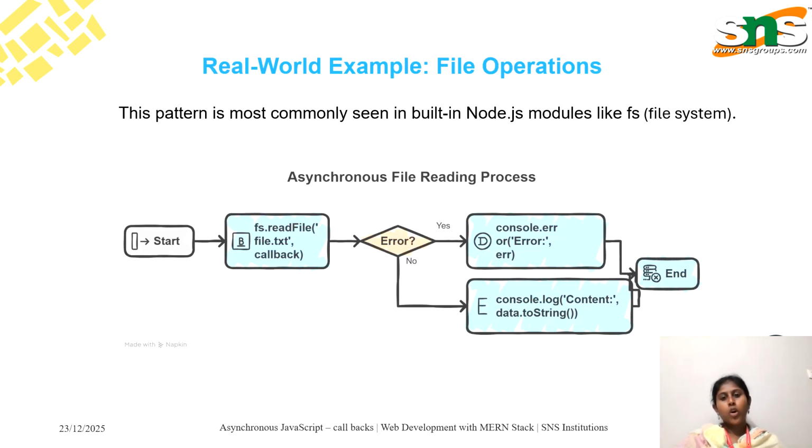Callback patterns are very common in Node.js built-in modules, especially the fs module. File operations such as reading a file, writing to a file, and deleting a file are asynchronous and use callbacks. While callbacks work well for simple file operations, chaining multiple file tasks together can quickly lead to callback hell. This example shows why callbacks are powerful, but also why they have limitations.